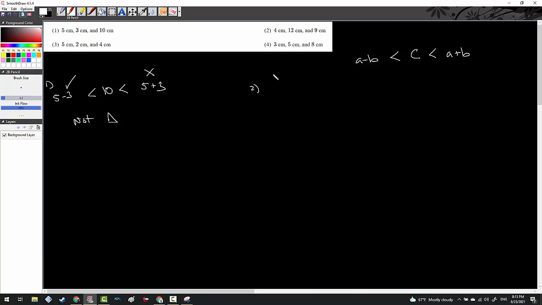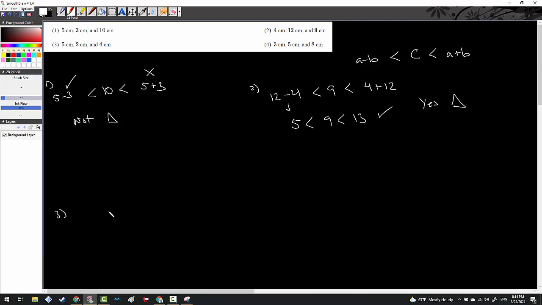Number 2, again, I'll just choose 9 as my third side. So is 9 less than 4 plus 12 while simultaneously bigger than, I'll do this backwards because we don't want to have negative sides on a triangle, 12 minus 4? Okay, is this true? Well, this is 5, 9, and 13. This one is a winner. Number 2 will be a triangle. Yes, triangle for that one.